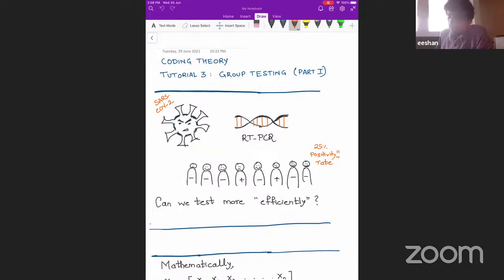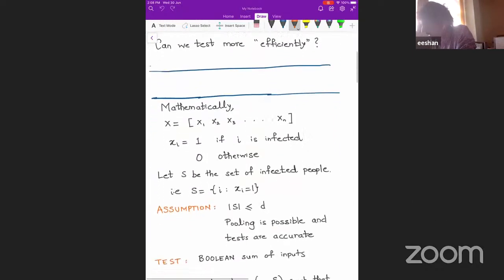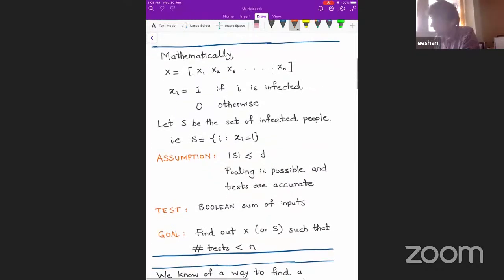The question for today is: can we test more efficiently? Efficiently is in double quotes, and I'll come to what exactly we mean. Mathematically speaking, the problem is very simple to understand. Let's say we want to test n people, to find out who is COVID positive and who is not. So it is an n-length binary vector, and xi is 1 if person i is infected, 0 otherwise.